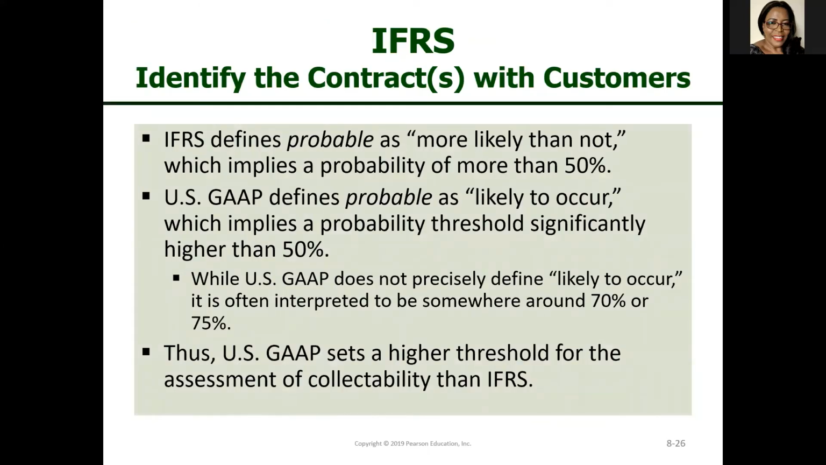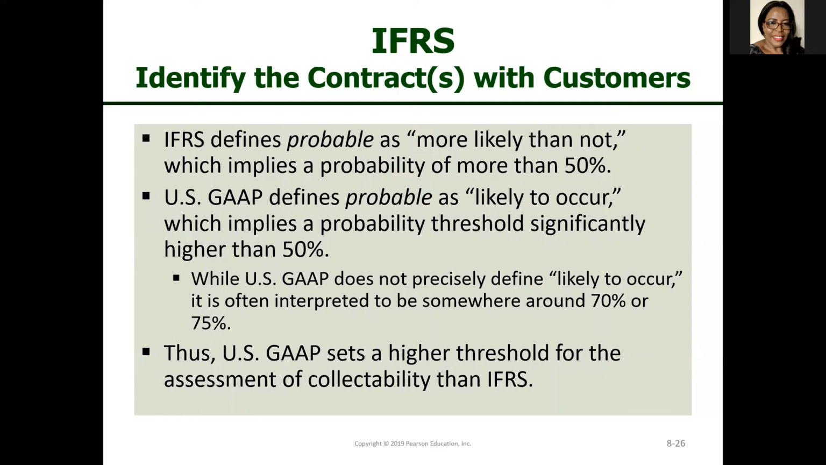When identifying a contract with a customer, IFRS differs from GAAP in 2 ways. The first way is the definition of probable, as we talked about earlier and also explained on this slide. For example, Turo Company makes a sale to Milano Corporation, and Turo determines the probability of collection is 55%. Under IFRS, the 55% probability suggests that it's more likely than not that Turo will collect from Milano.